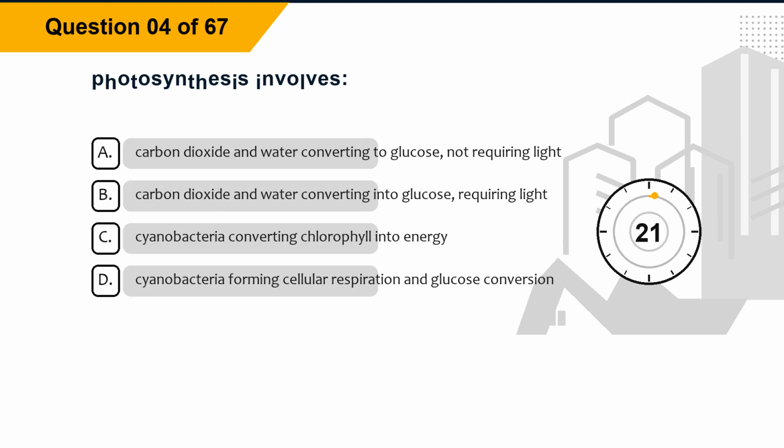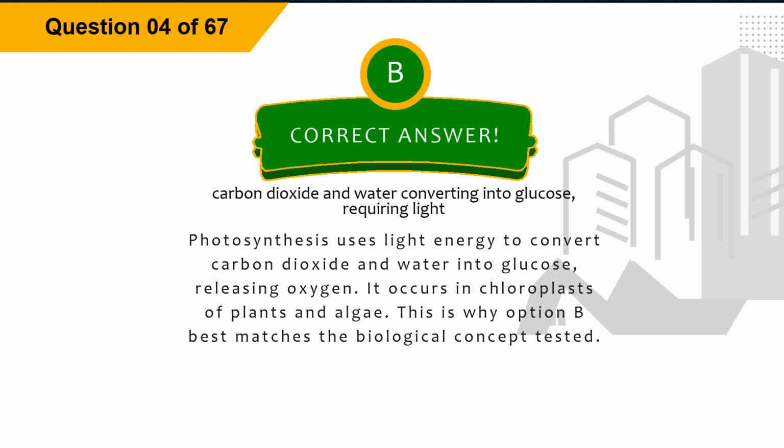Question 4. Photosynthesis involves Option A, carbon dioxide and water converting to glucose, not requiring light. Option B, carbon dioxide and water converting into glucose, requiring light. Option C, cyanobacteria converting chlorophyll into energy. Option D, cyanobacteria forming cellular respiration and glucose conversion. The correct answer is Option B, carbon dioxide and water converting into glucose, requiring light. Explanation. Photosynthesis uses light energy to convert carbon dioxide and water into glucose, releasing oxygen. It occurs in chloroplasts of plants and algae. This is why Option B best matches the biological concept tested.